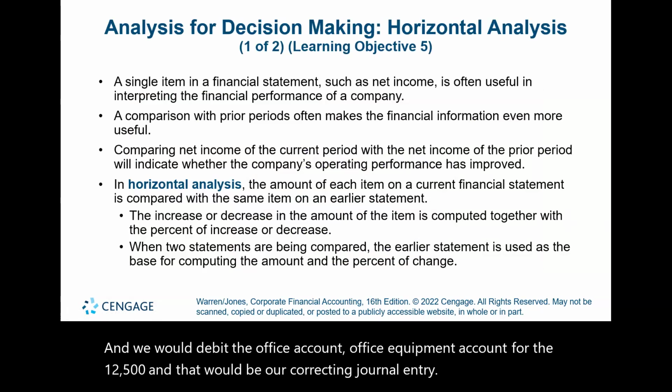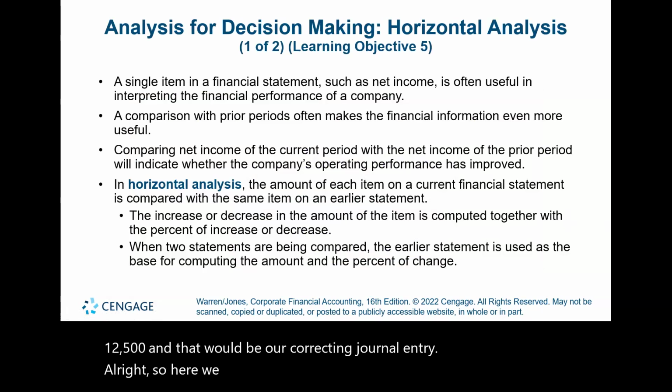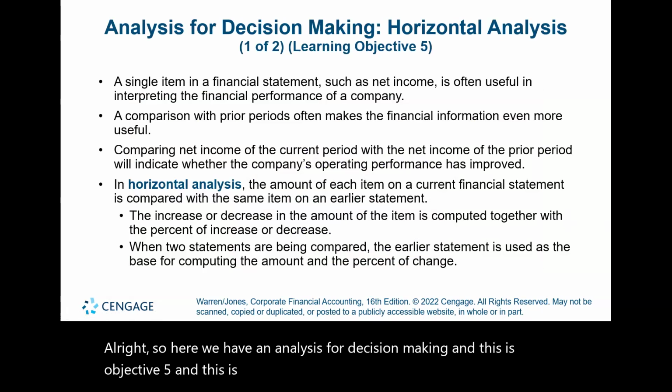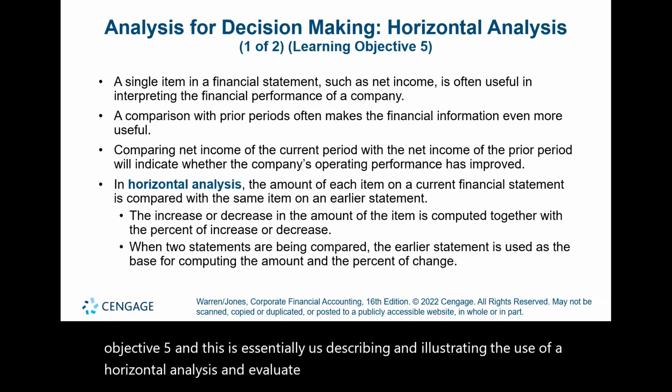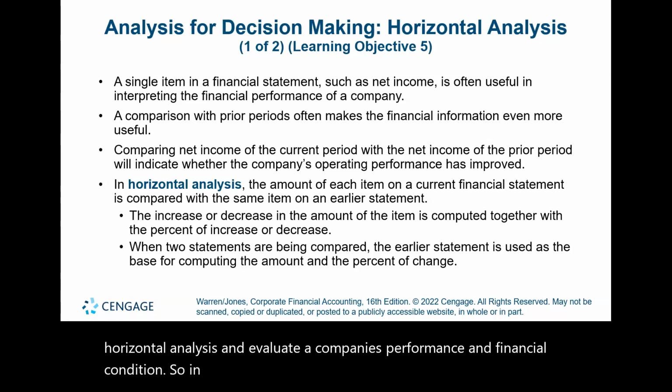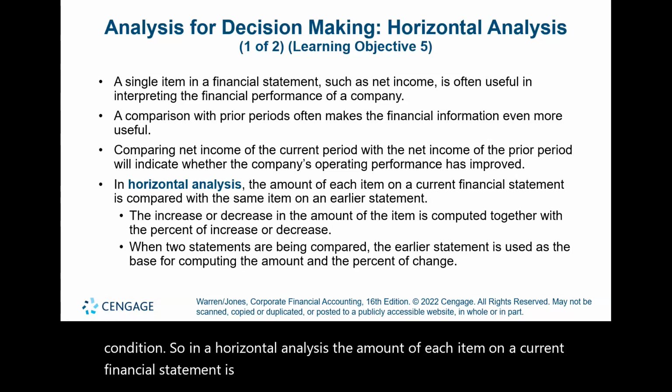All right, so here we have an analysis for decision making. This is objective 5, and this is essentially us describing and illustrating the use of a horizontal analysis in evaluating a company's performance and financial condition. In a horizontal analysis, the amount of each item on a current financial statement is compared with the same item from an earlier statement or period.